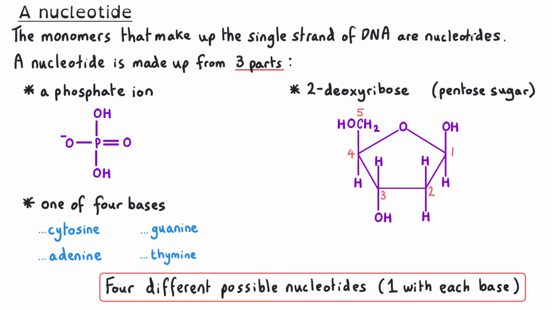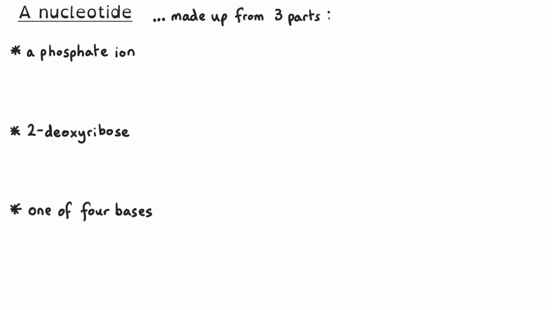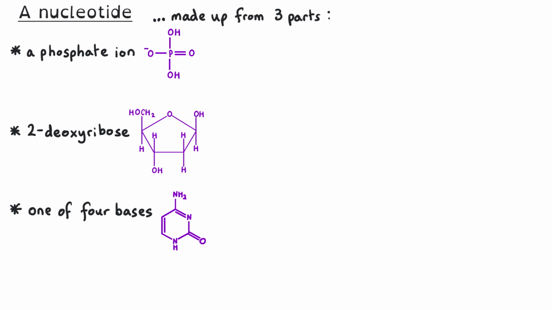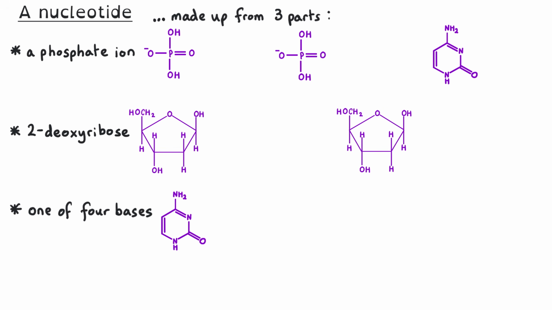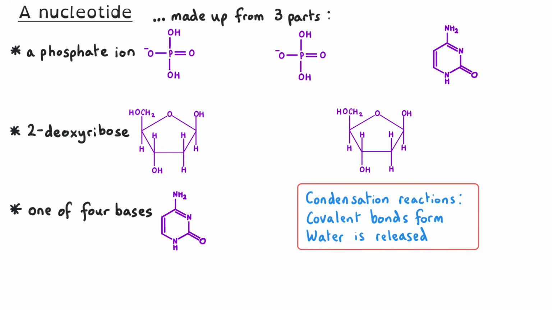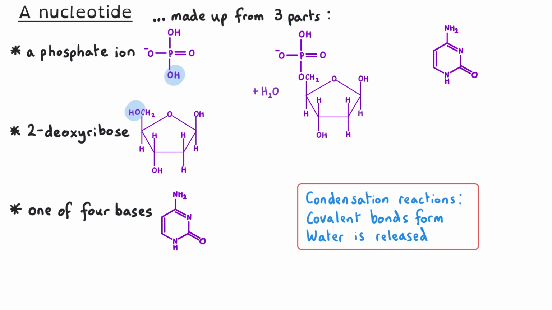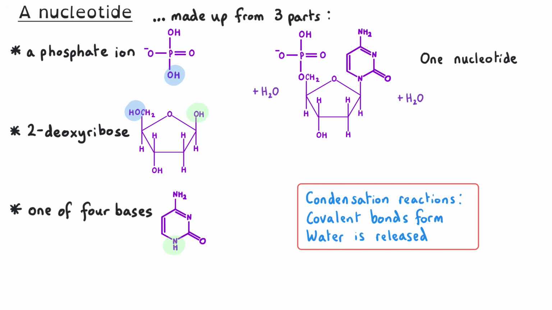And so, since there are 4 different bases, that means that there are 4 different possible nucleotides, one with each of the 4 bases. A nucleotide is made from 3 parts: a phosphate ion, the 2-deoxyribose sugar, and one of the 4 bases. These three parts connect together in condensation reactions. In other words, they produce water when new bonds are formed. The phosphate ion connects to carbon number 5 of the 2-deoxyribose sugar, and the base connects to carbon in position number 1. And so now we have our nucleotide.